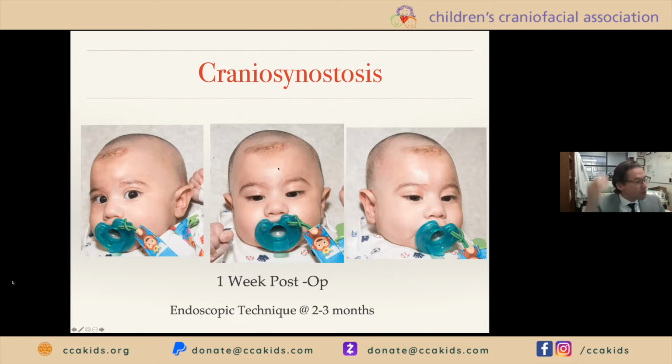You already see a correction, but this child will be in a helmet for the next usually 4 to 6 months as well, just like or a little bit longer than the sagittal, just because the correction of the forehead is harder to correct with a helmet than the sagittal synostosis.